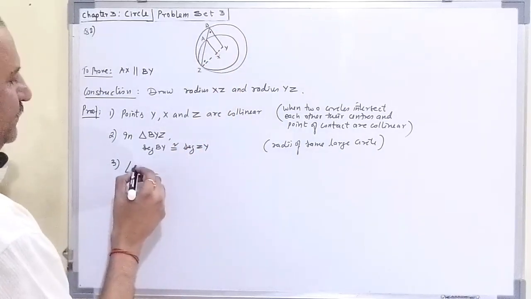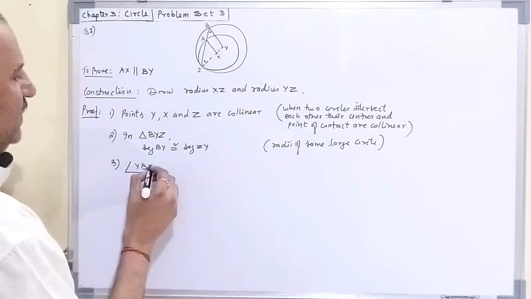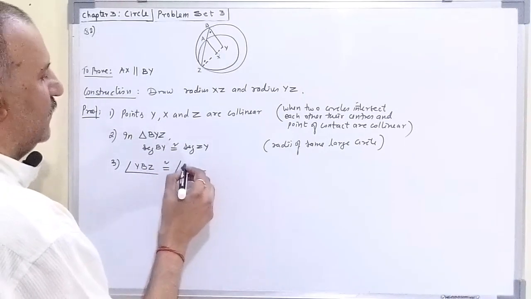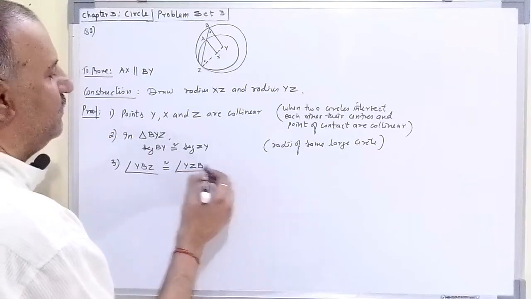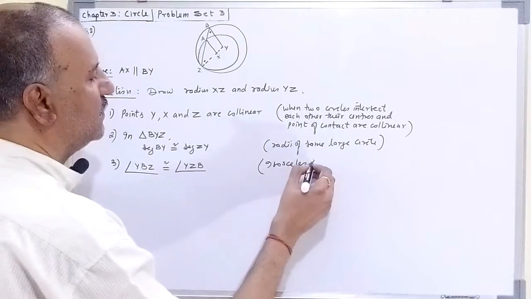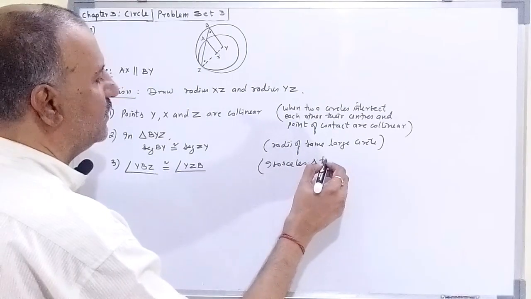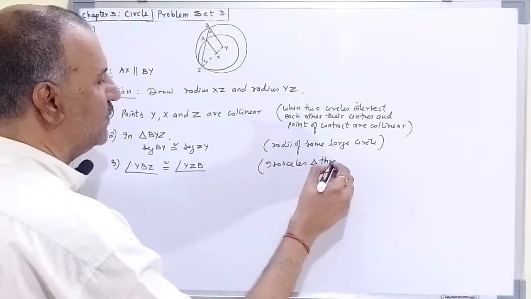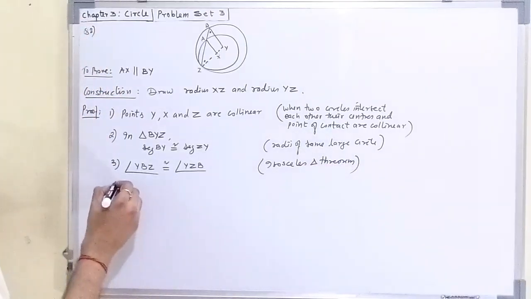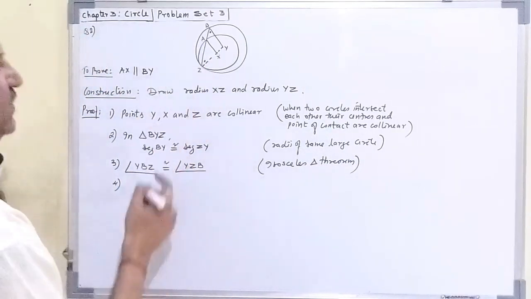Therefore, angle YBZ congruent to angle YZB. Isosceles triangle theorem. Segment number 4. अब ये छोटे ट्राइंगल में आ जाओ.